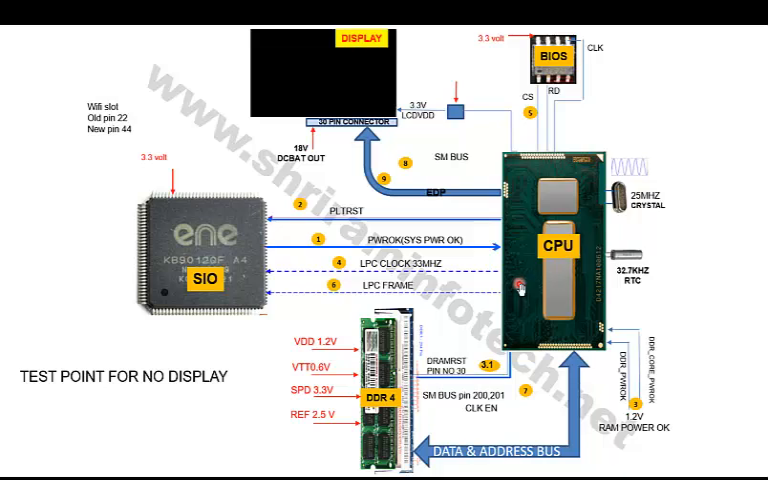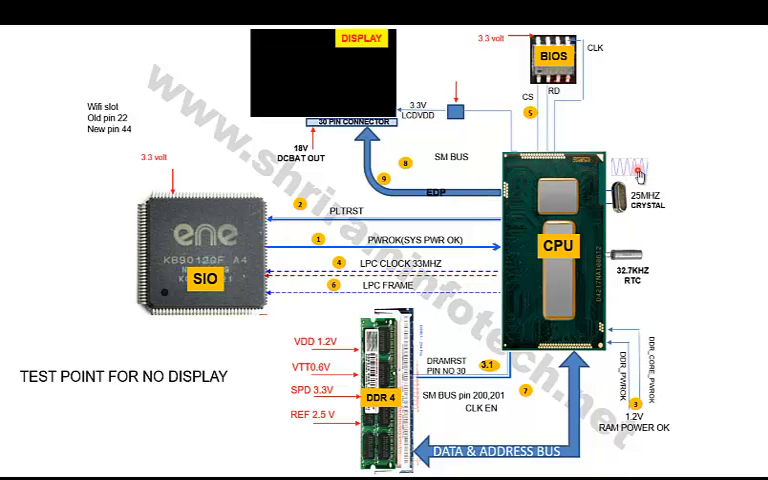This clock you can check on the same SIO. You can check at the LPC clock. It's written on the SIO as the LPC clock or LPC CLK, and there you will get 33 megahertz. If the 33 megahertz is coming, that means the CPU is generating the clock frequency, right? So you have to check that clock signal.